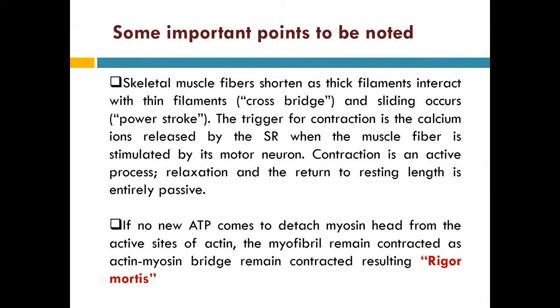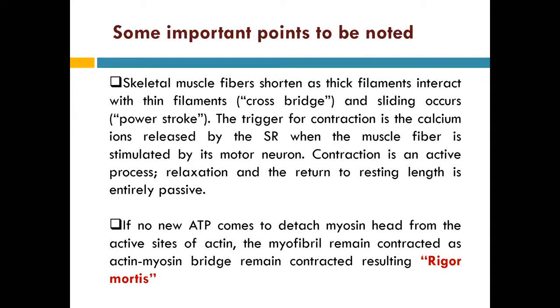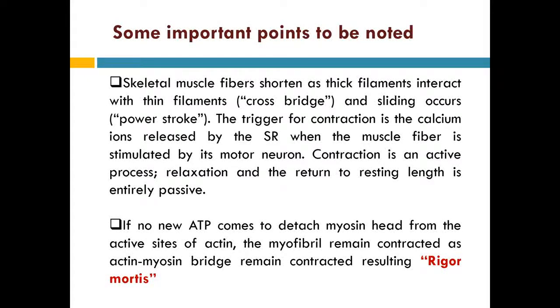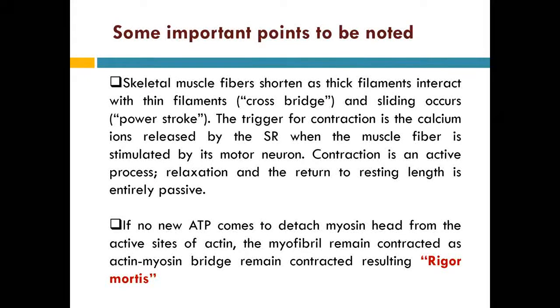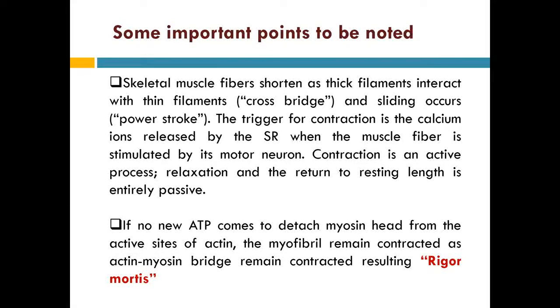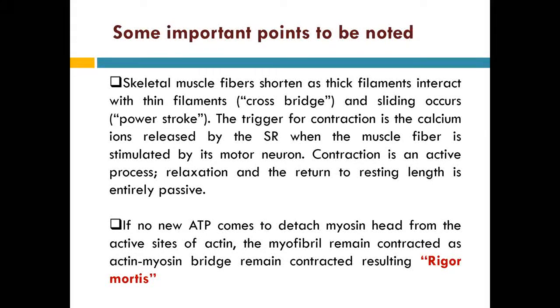Contraction is an active process. Relaxation and getting back to its normal resting length is entirely a passive process. If no new ATP comes to detach the myosin head from the active site of the actin, the myofibril remains contracted as actin-myosin bridges remain attached, resulting in rigor mortis.